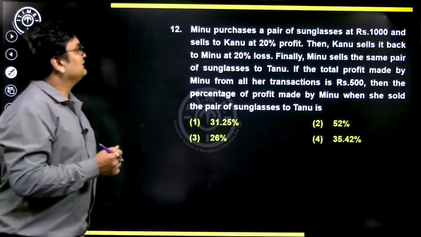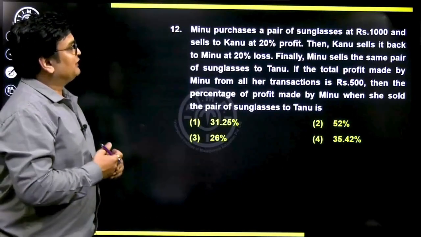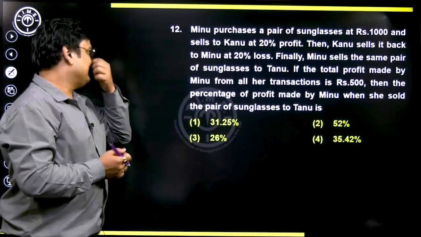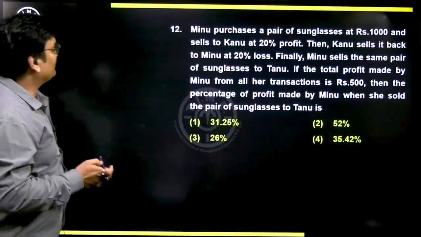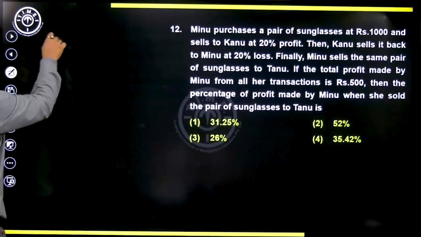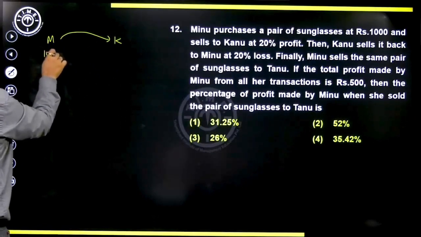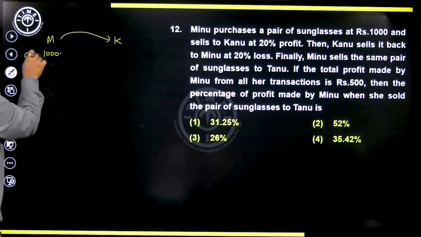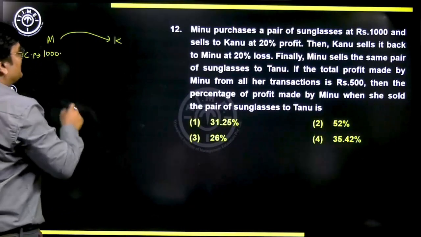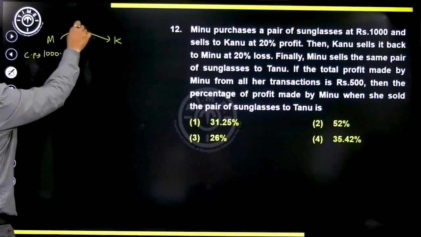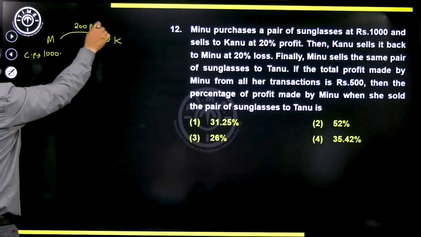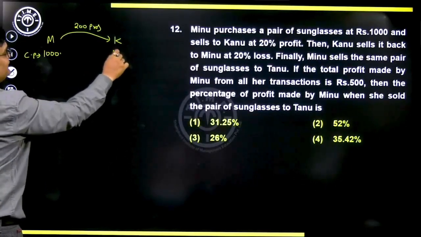Question number 12. Meenu purchases a pair of sunglasses at 1000 rupees and sells to Kanu at 20% profit. So Meenu sells to Kanu. So Meenu purchased at 1000 rupees, that's the cost price. Sold at 20% profit, 20% of 1000 is 200 rupees profit. That means Kanu purchased at 1200 rupees.